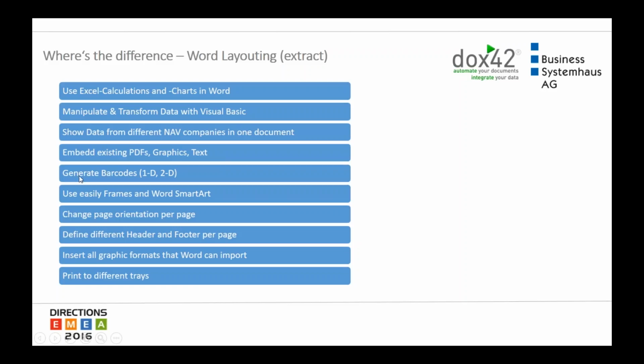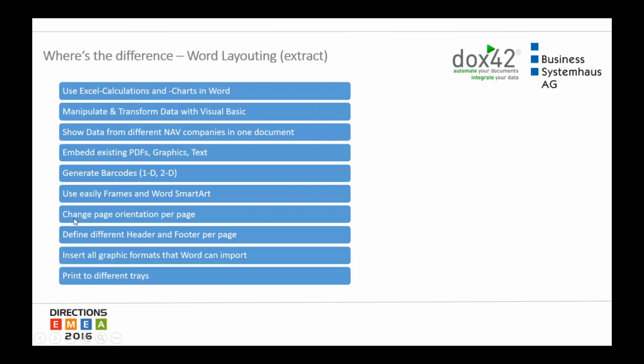The next thing is barcodes. This is also something that is not really possible with the Word layout of NAV. In our solution we have access to a lot of different barcode types. So we just take a number field, and then we can define into which kind of barcode type this number should be transformed. In our layouting, we can very easily use frames. We can use SmartArt. Often a customer has a special corporate identity and likes the document to be designed in a very special way, and this is very hard in NAV, especially if you have frames around some parts of your page. In Word this is not really a big deal.